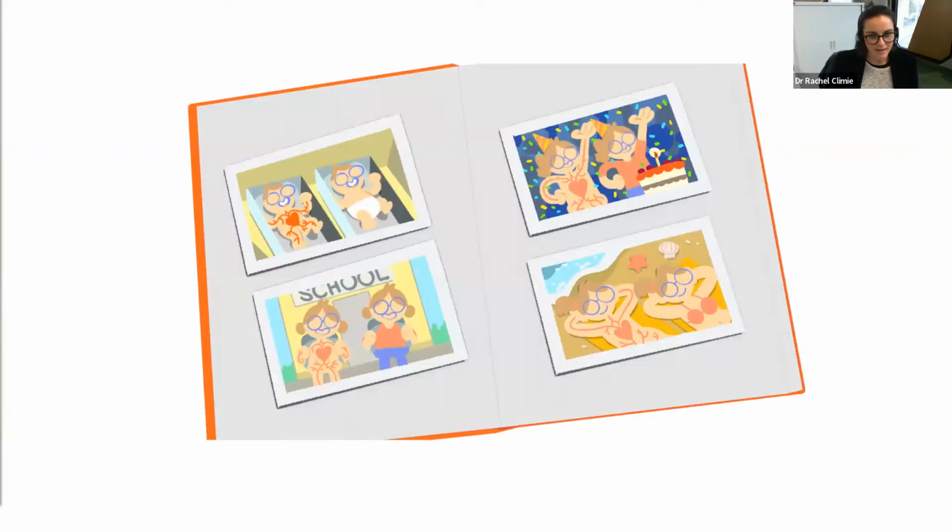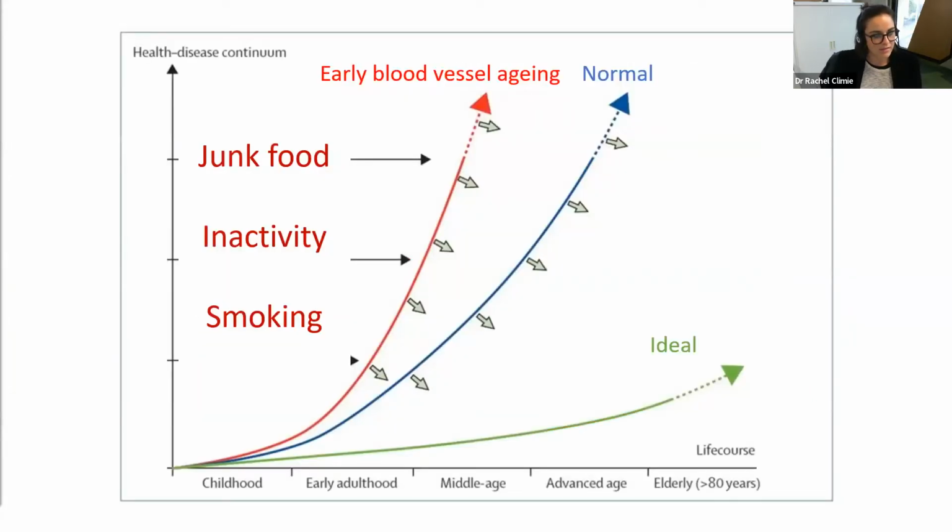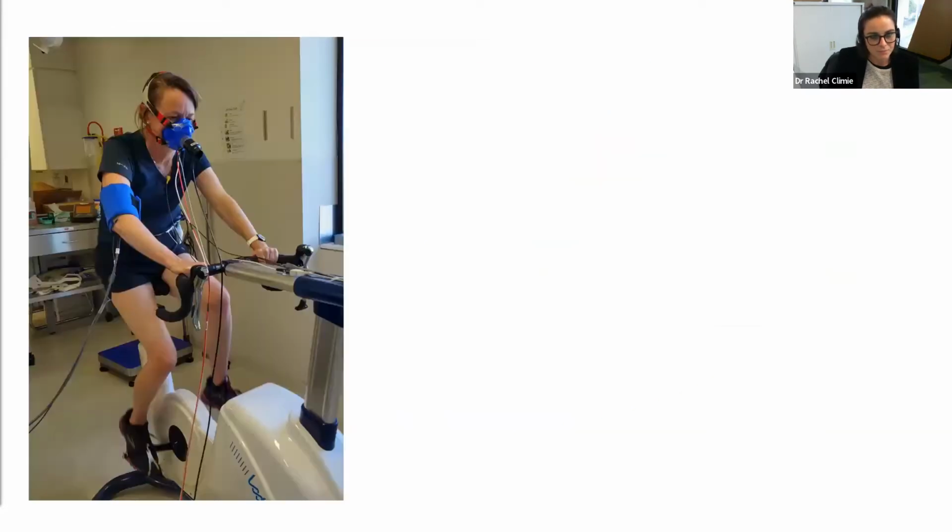And importantly, this process of what we call blood vessel aging starts early on in life. So it's really important that we stay healthy all the way across our lives. So here you can see the blue line shows the normal progress of our blood vessel aging as we age. But if we engage in those unhealthy behaviours such as eating a lot of junk food, inactivity or smoking, then our blood vessels will actually begin to age a lot faster. And that's shown in the red line.